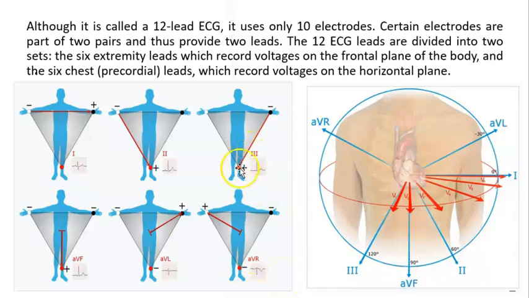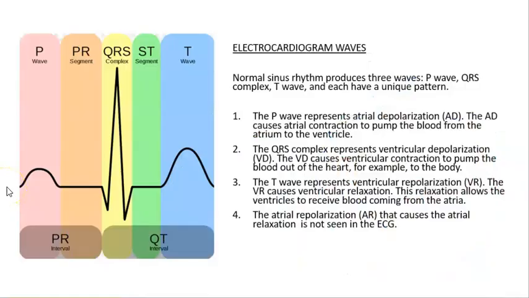What do these lines represent? They are the electrocardiogram waves. We have a P wave, a PR segment, a QRS complex, an ST segment, and a T wave. The normal sinus rhythm, which is provided by the sinoatrial node, produces these waves. The P wave represents the atrial depolarization, and the atrial depolarization causes the atrial contraction to pump the blood from the atrium to the ventricle.